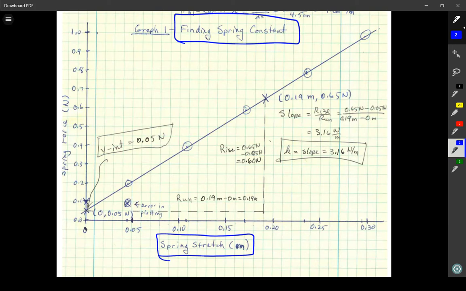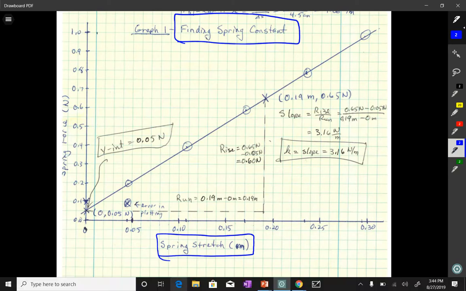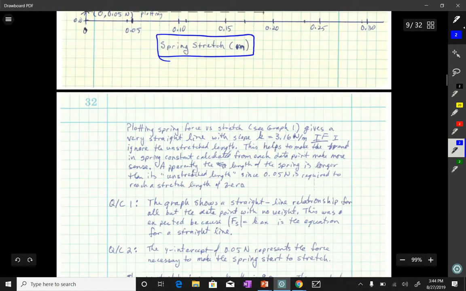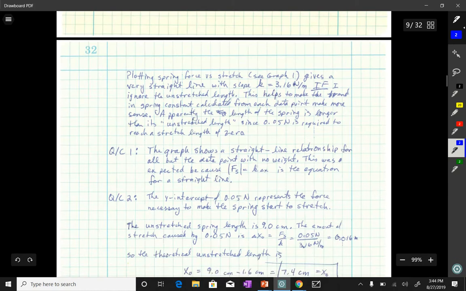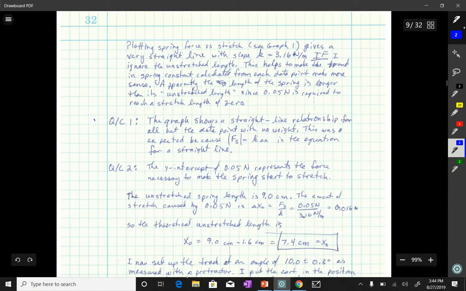First, you need to draw the best line that comes closest to all of them. And then I calculated the slope, rise over run. And then there were questions, and so here's my answer to the first question.